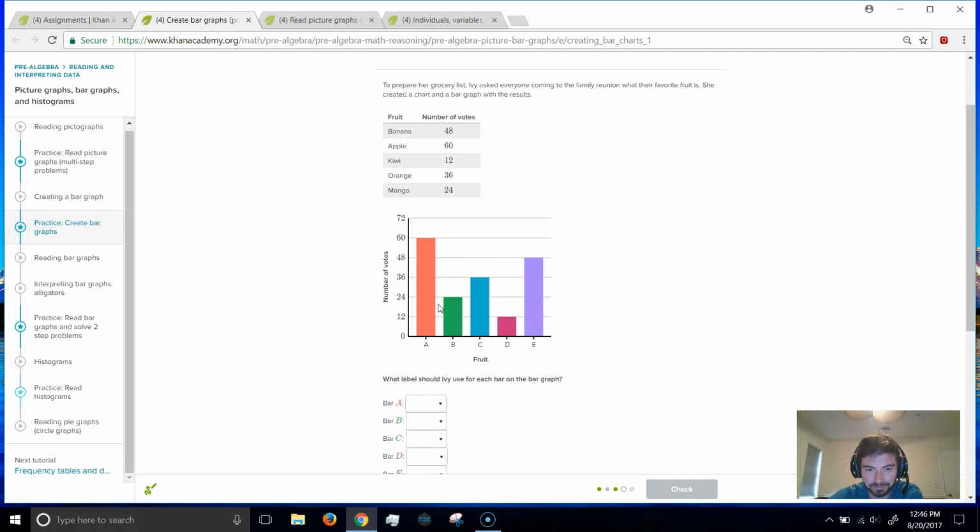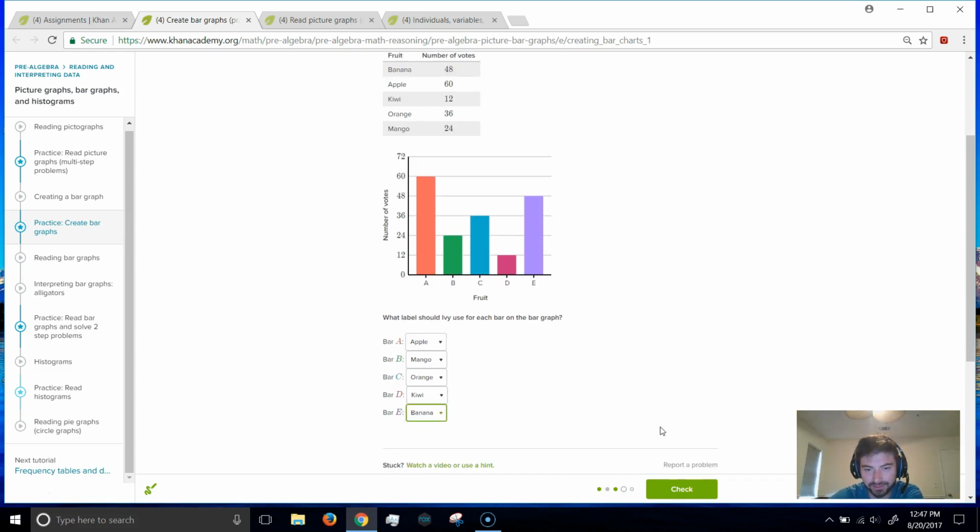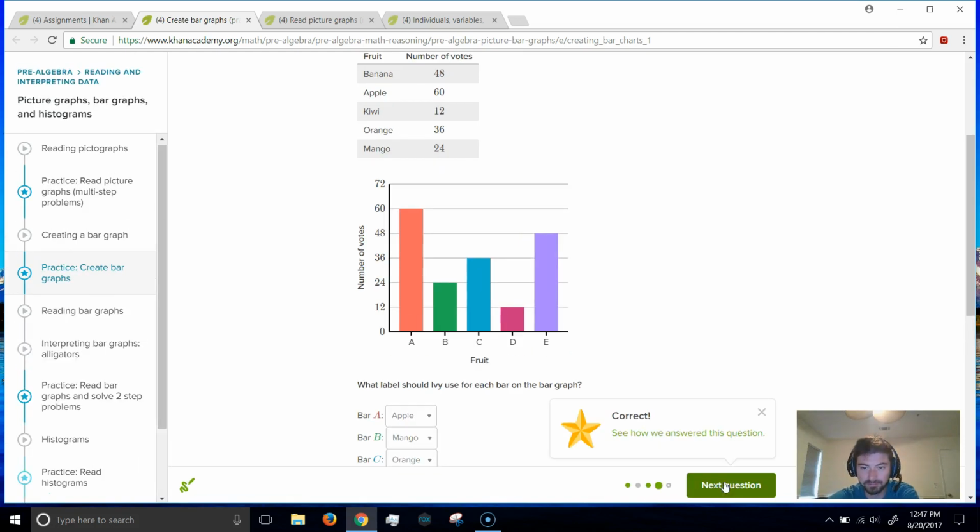So here's bar A. Bar A has got to be an apple, because it says 60, right? So we're going to say it's apple. B is 24, that's the mango. C is 36, that's the orange. D is 12, that's the kiwi. And E is 48, which is the banana. So you kind of have to see all 3 things at once. It's a little easier if you zoom out. I'm going to zoom back in though, just so we can all see everything. All right.